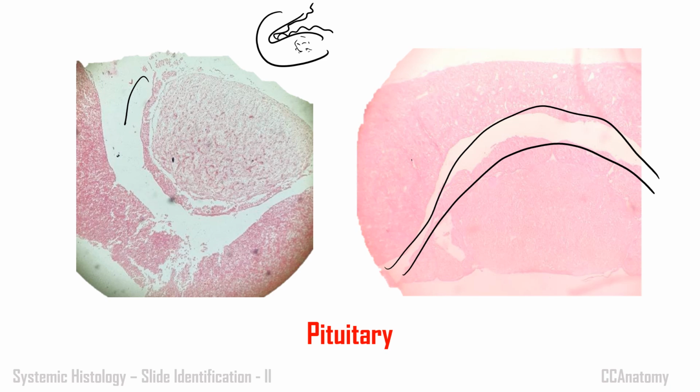Here you can't see any epithelium, but you can see the cleft, and this is nothing but the slide of pituitary, where the glandular part and the nervous part are intermingling. Anterior pituitary, posterior pituitary, and this intermediate one you can make out. So this is one of the typical ones you can identify very easily.